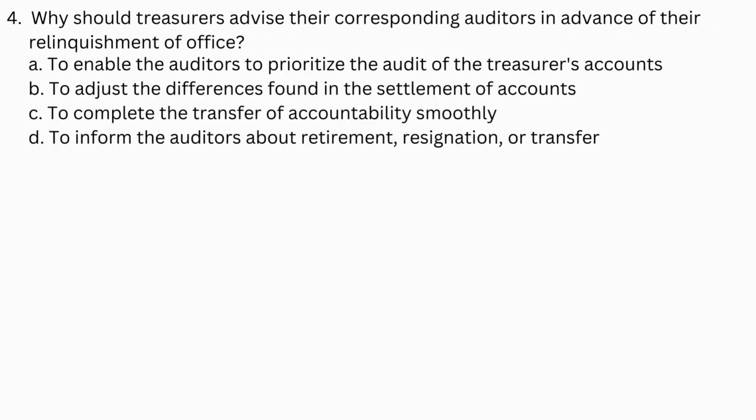Number 4. Why should treasurers advise their corresponding auditors in advance of their relinquishment of office? A. To enable the auditors to prioritize the audit of the treasurer's accounts. B. To adjust the differences found in the settlement of accounts. C. To complete the transfer of accountability smoothly. D. To inform the auditors about retirement, resignation, or transfer.